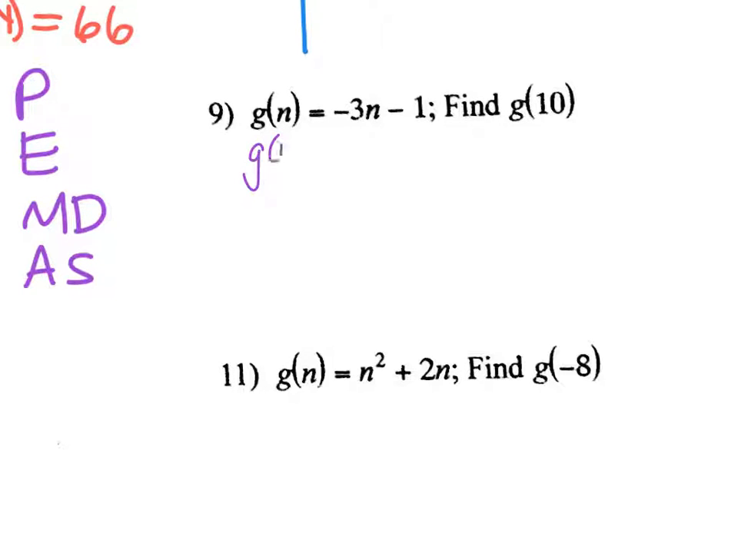Here we're going to evaluate at 10, so g of 10 equals negative 3 times 10 minus 1, negative 30 minus 1, negative 31.